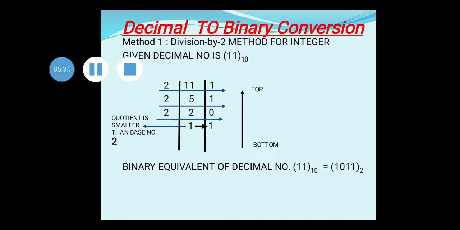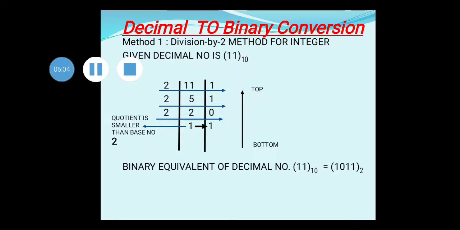Now in the start, 11 is written in the center. You are going to divide the 11 by the binary base number 2, and you are going to note down the remainder on the right side as I have shown here. So first 5 is the quotient I get, and the remainder is 1. I write the quotient 5 below the number 11, and the remainder I have noted down on one side.